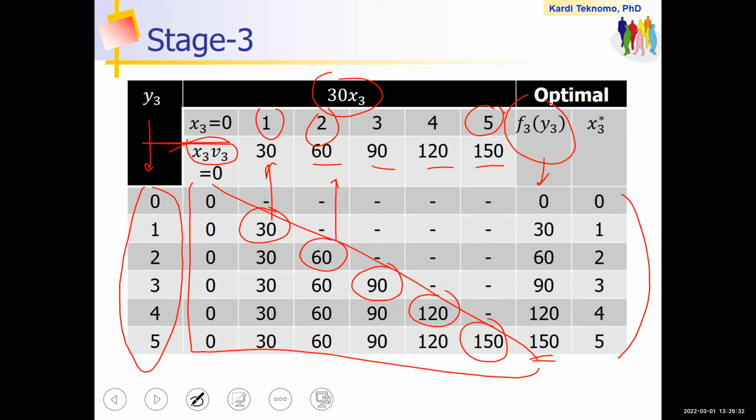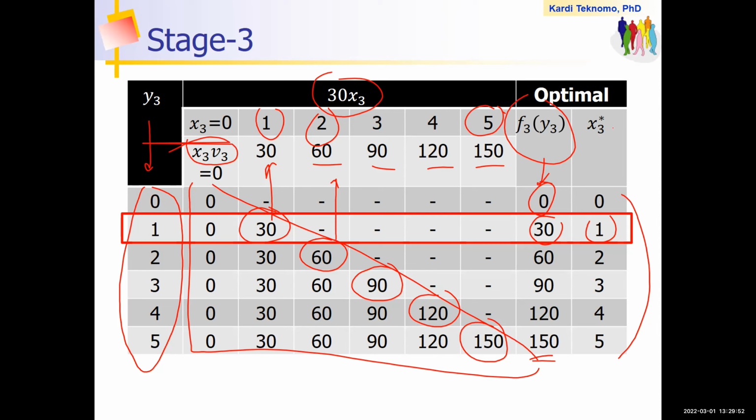If x3 is 0, this is the reward. If x3 is 1, this is the reward. And so on. Can you get this or not? Do you have any questions up to here? No, all clear, sir. Very good. So next we go to the next stage.